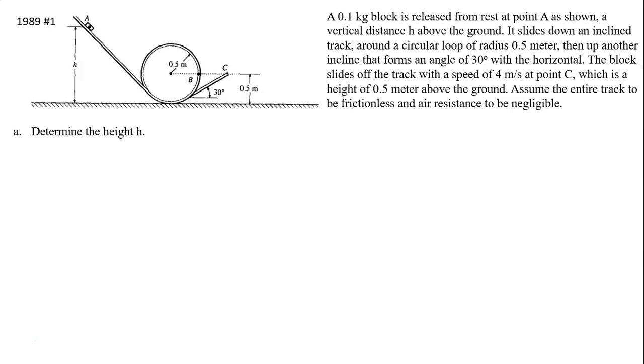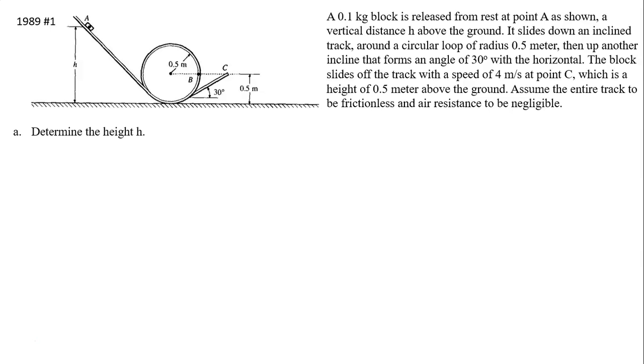A 0.1 kilogram block is released from rest at point A as shown, a vertical distance h above the ground. It slides down an inclined track, around a circular loop of radius 0.5 meter, then up another incline that forms an angle of 30 degrees with the horizontal. The block slides off the track with a speed of 4 meters per second at point C, which is at a height of 0.5 meters above the ground. Assume the entire track to be frictionless and air resistance to be negligible.